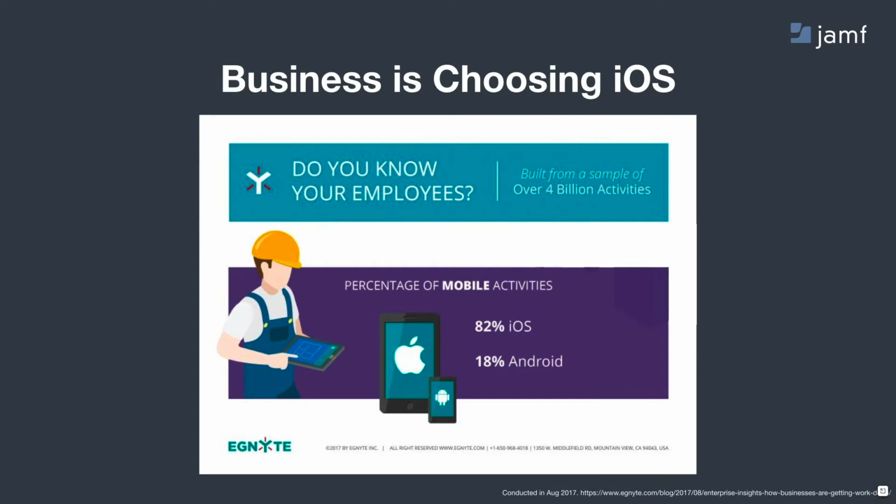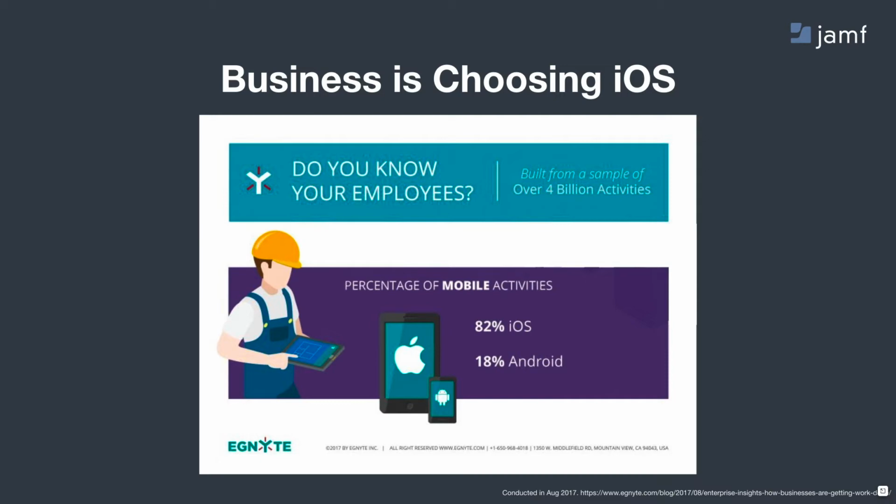In fact, iOS is being used so much in business that this organization here, Ignite, did a study on mobile activities. They looked at all the different mobile activities that are being done in business, and they concluded that 82% of mobile activities are being done on iOS over Android. You also hear Apple talk about this in their earnings calls, where they've stated that all of the Fortune 500 companies have approved iOS for use at their organization. So it's really, iOS is the choice for enterprise.